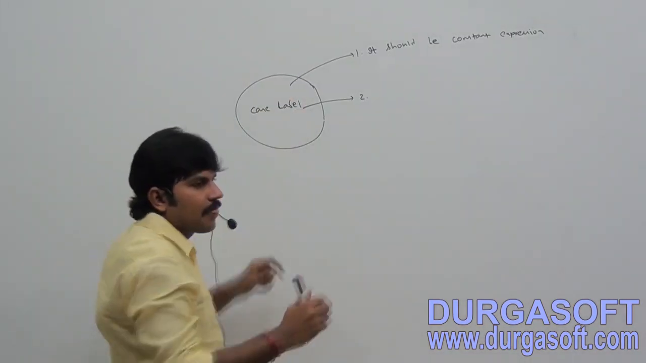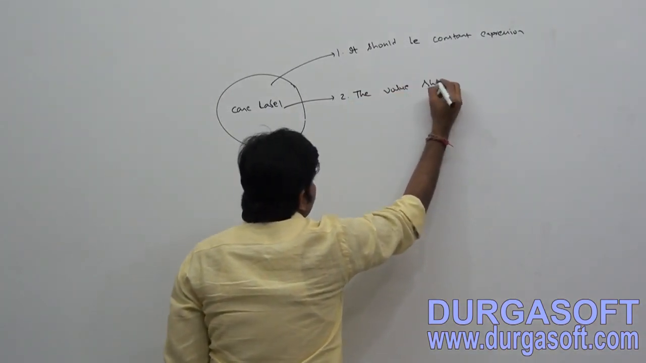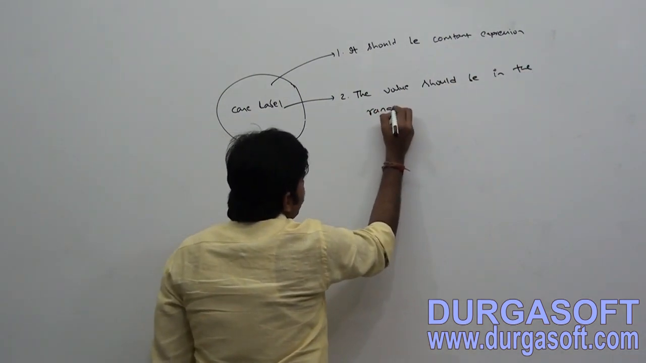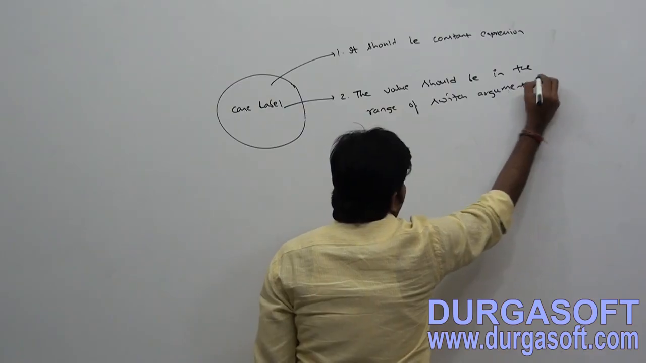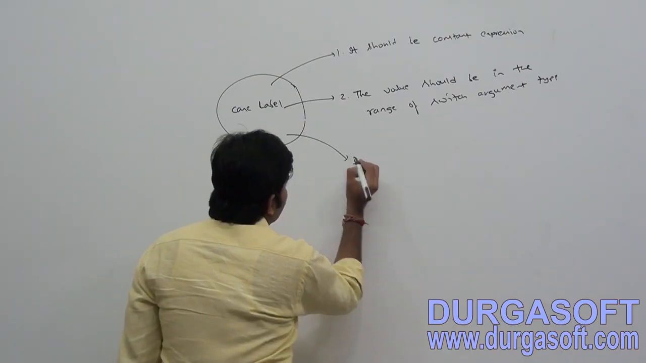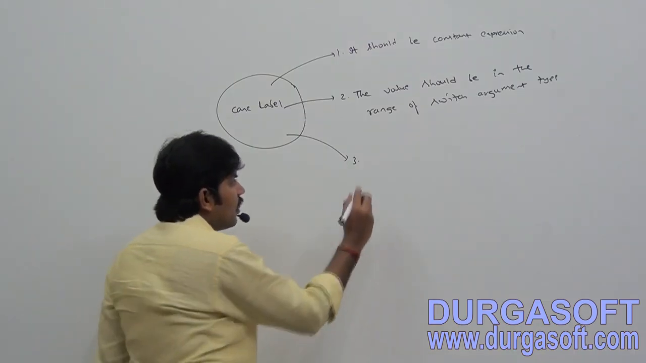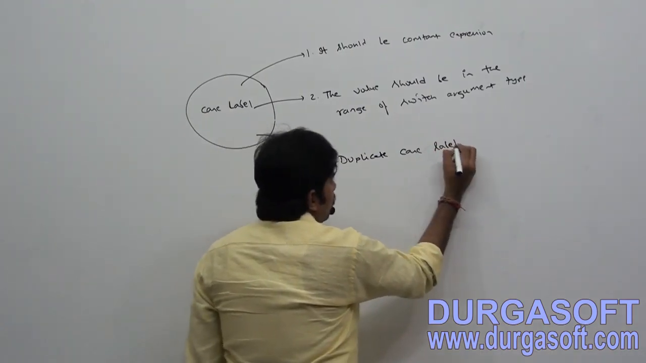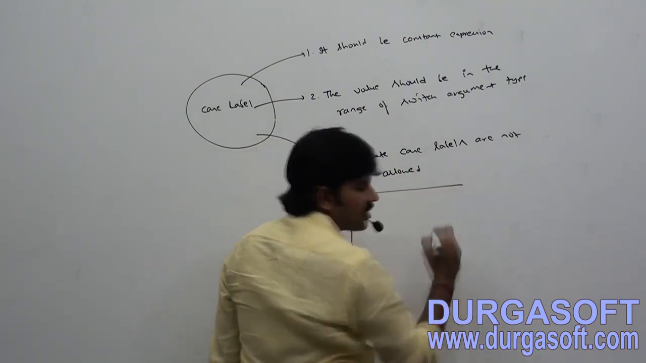Second one, the value should be in the range of switch argument type. The value should be in the range of switch argument type. What is the third one? Duplicate case labels are not allowed. Duplicate case labels are not allowed.